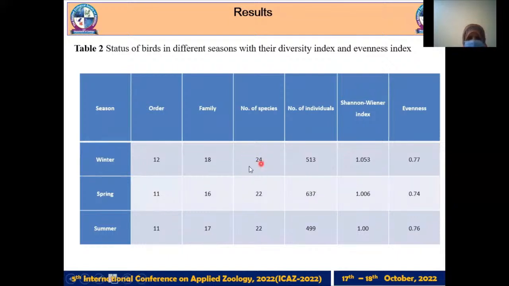This table shows the status of the birds in different seasons with their diversity index and evenness. The diversity index was higher in winter and spring as compared to summer.